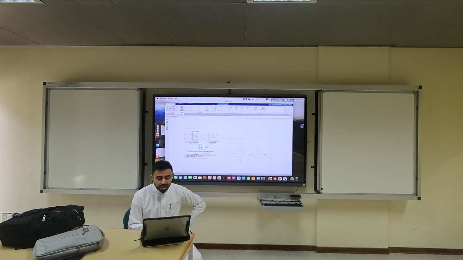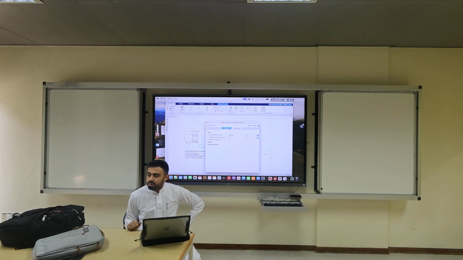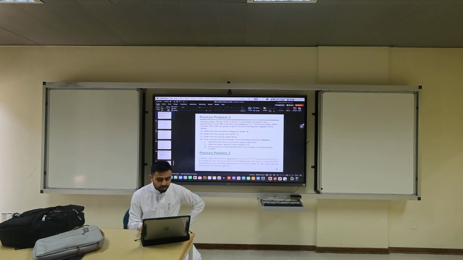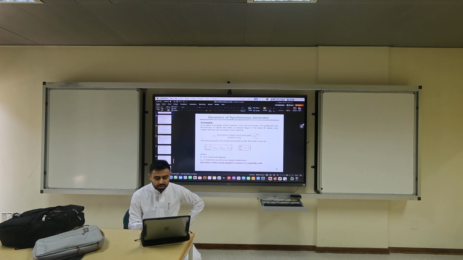What is H? Last time, do you remember we talked about the H? The inertia, what's the unit of H? This is from the slides. Seconds. Yes, correct. This is the H in the swing equation. H is called the inertia constant. The unit is second. It is preferred over M because its values are within 1 to 10.